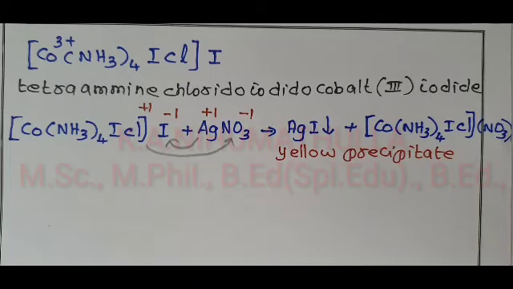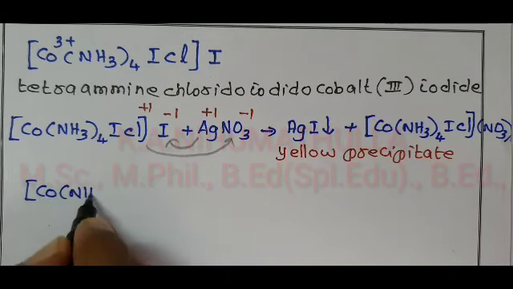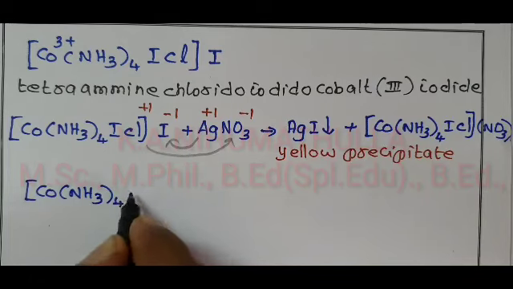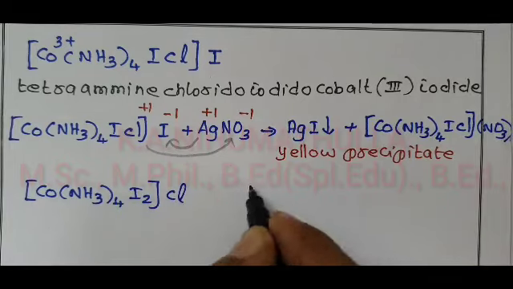Then one more question asked in our problem. What are the above isomers called? The above isomers are called ionization isomers. So in between these two complexes, what are those two complexes? [Co(NH3)4ICl], with one iodine outside. This is the first complex.